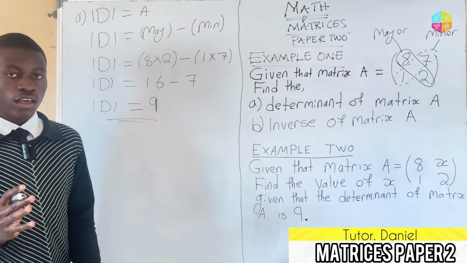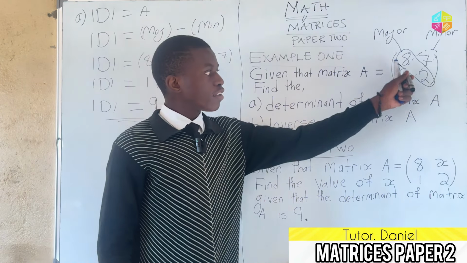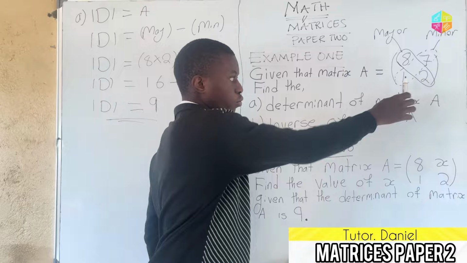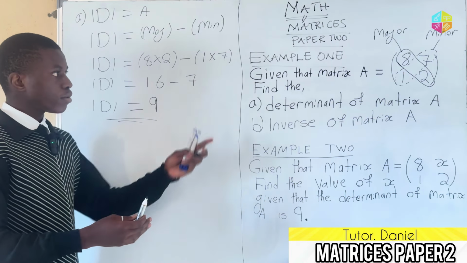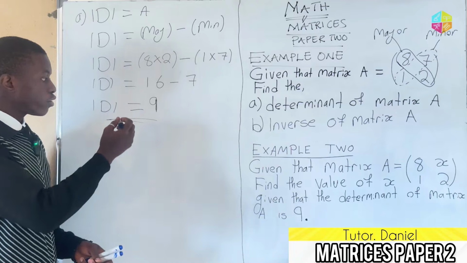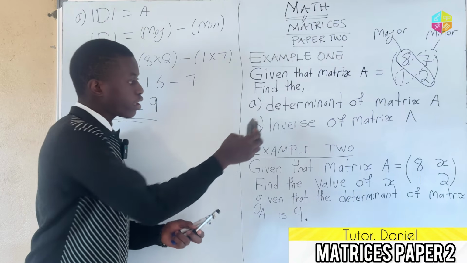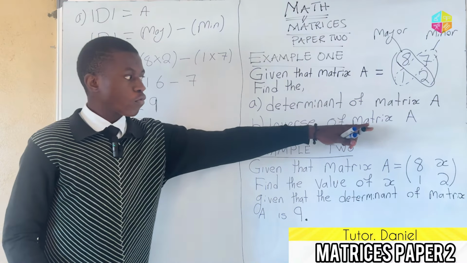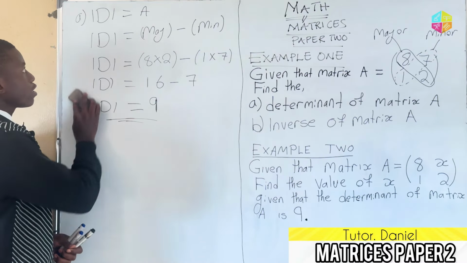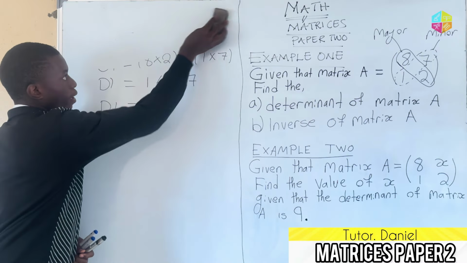So how to find the determinant? You simply subtract the major diagonal and the minor diagonal. After you subtract the major diagonal and the minor diagonal, you find your determinant. Then our question B over here is saying, find the inverse of matrix A.